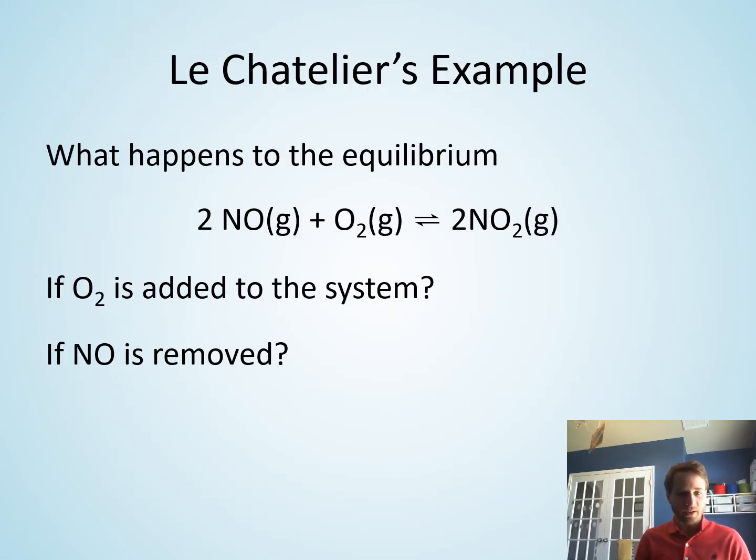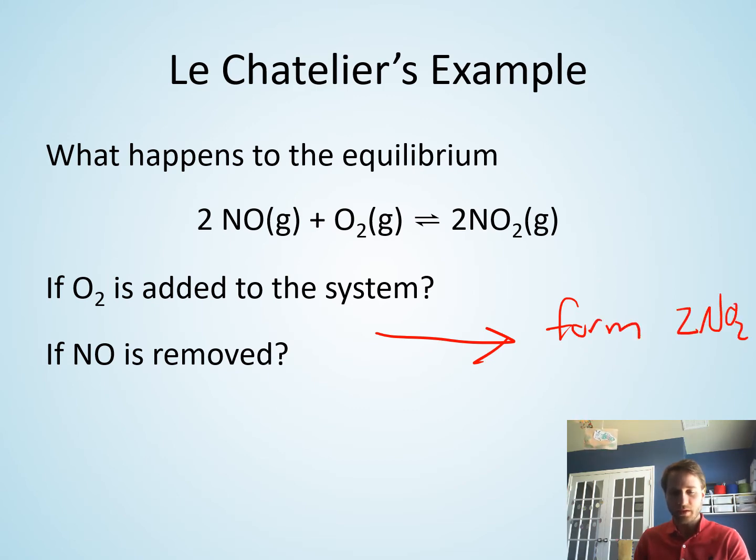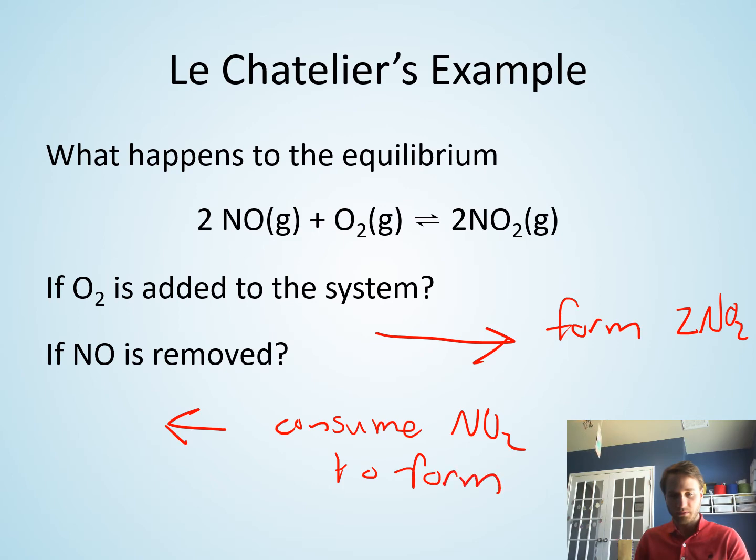An example of this: if I add O2 to the system, my reaction is going to shift to the right and I'm going to form NO2, using up some of that O2 that I added. If I remove NO, my reaction is going to shift to the left, and it's going to consume some NO2 to form NO and O2, in order to undo what you just did by removing that NO.